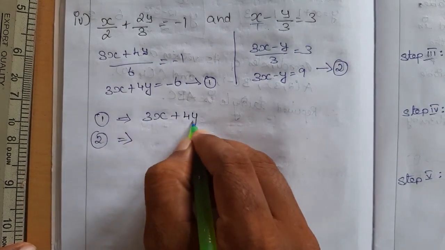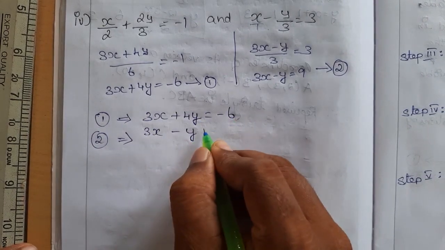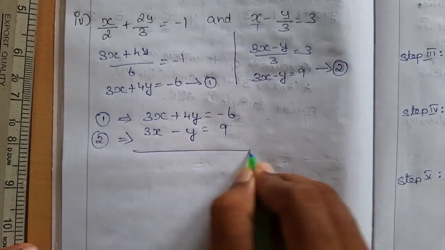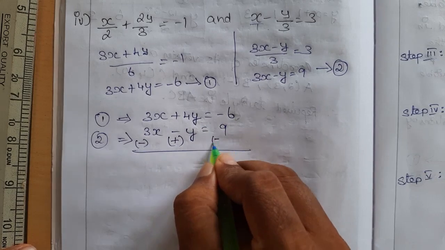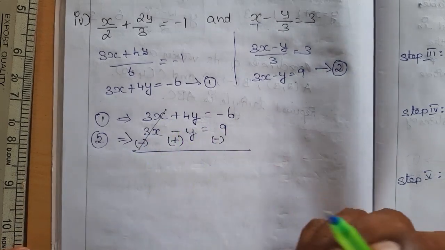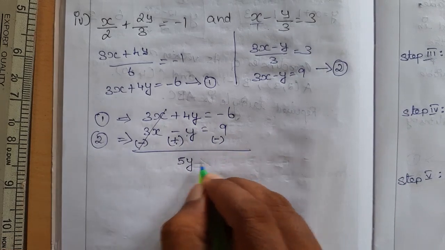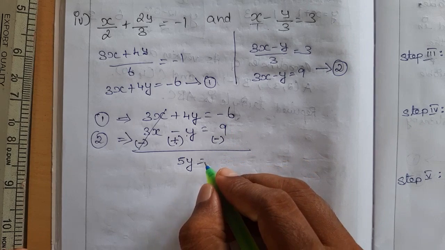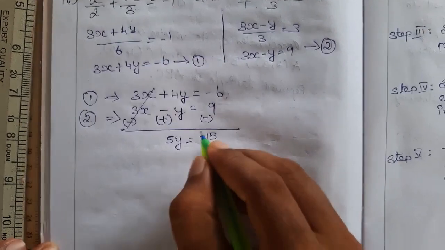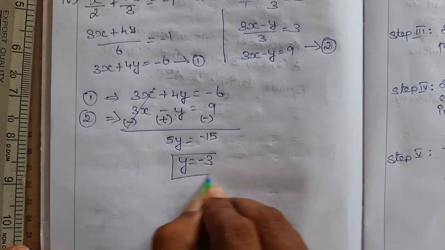3x plus 4y is equal to minus 6. 3x minus y is equal to 9. By subtracting, the signs change, minus plus minus. So 3x minus 3x is 0. 4 plus 1 is 5. 5y is equal to minus 6 minus 9, which is minus 15. So y value is equal to minus 3. 5 3s are 15, right?